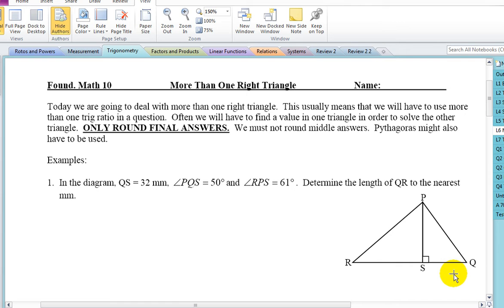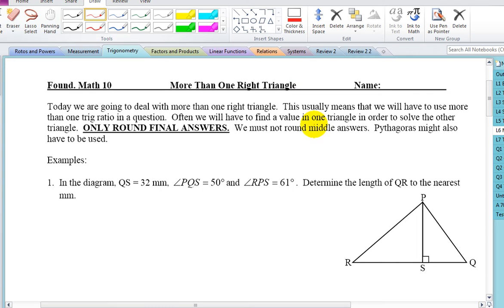Use a subtraction or addition. Right? Often we'll find a value in one triangle, then solve the other triangle. Okay? Only round final answers. Some of you are still having troubles with that.